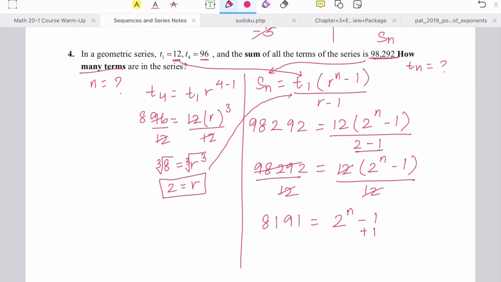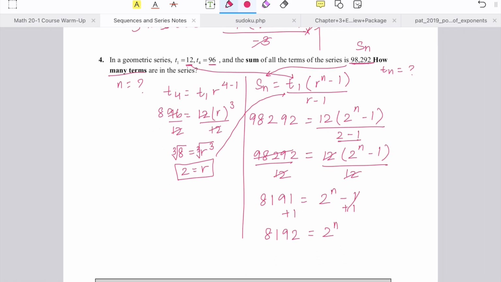Add 1 to both sides, which gives me 8,192 is equal to 2 to the power of n. This can be written with a base of 2. 2 to the power of 13 is equal to 8,192. So our n would be 13, right? Because when bases are the same, powers are equal. So there are a total of 13 terms. Questions?